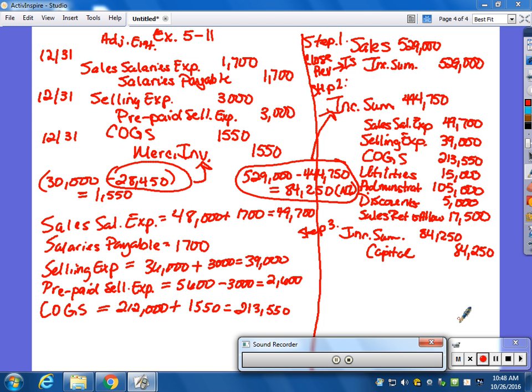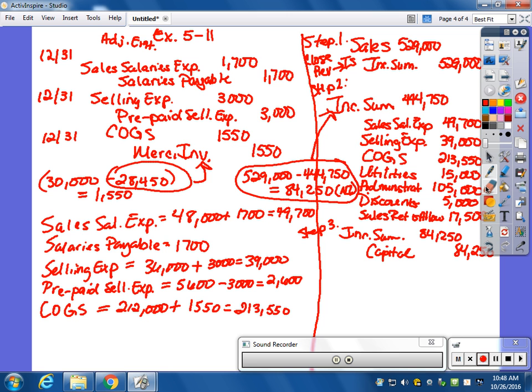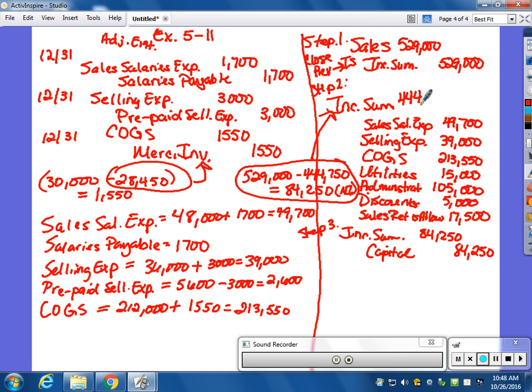A question on the income summary up there: it looks like 494, is that 494 or 444? 444,750 at the top up there? Oh, okay. 444,750. Can you see that now? Does it look right? You with us so far?